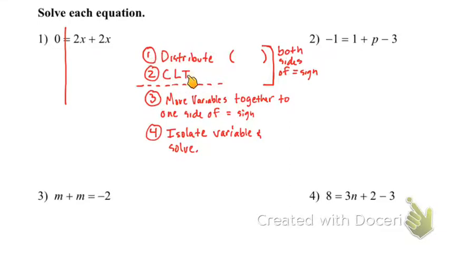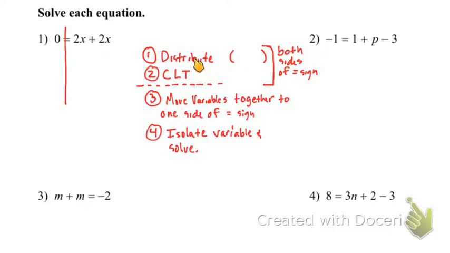Some of these steps only work for certain problems, put it that way. Okay, for example, steps 1, 2, and 3, even though I want you to go through them, they only work if the problem needs it. Step 4, you've got to do for all of them. So let's talk about these first 2 steps. The first step is distributive property, and then the second step is combine like terms. These 2 steps here, that's why they're sectioned off. You want to do them on both sides of the equal sign.